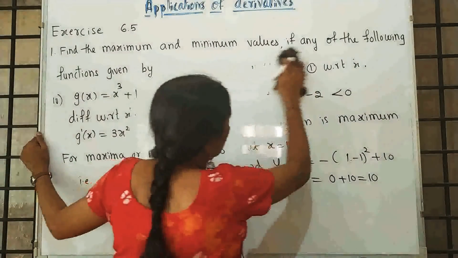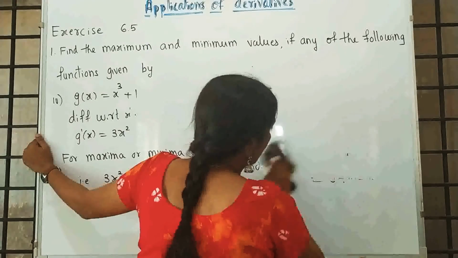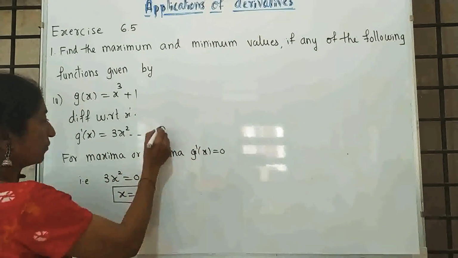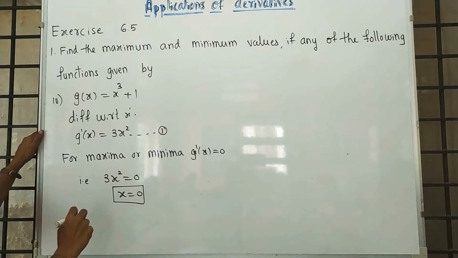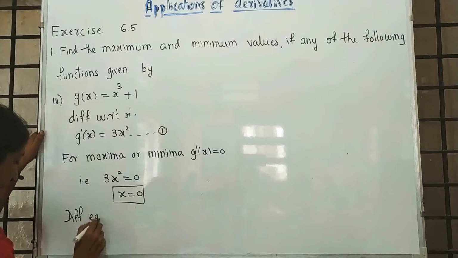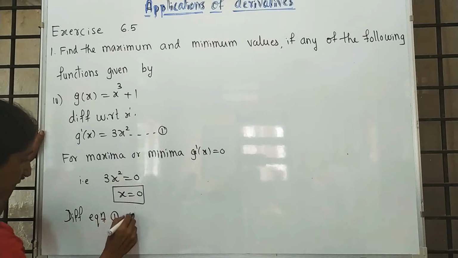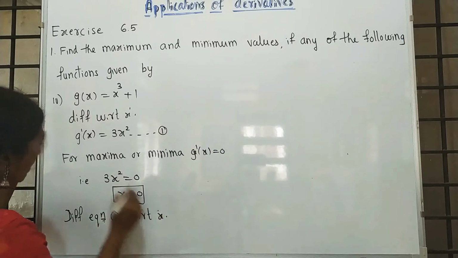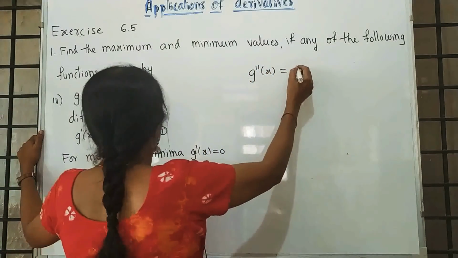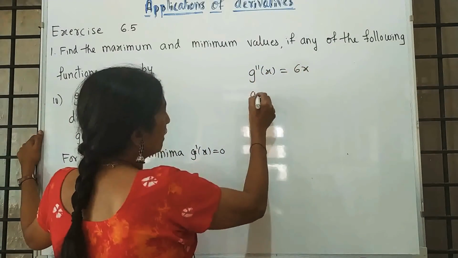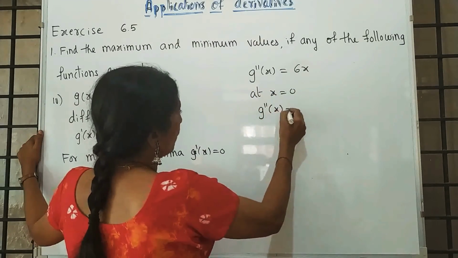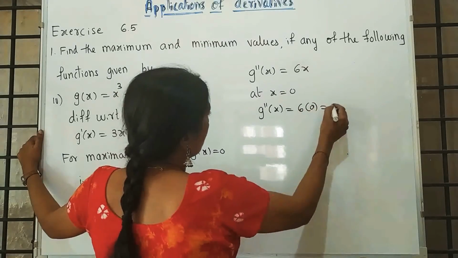Now differentiate equation 1 with respect to x, because we have to find the second order derivative. Differentiating equation 1 with respect to x, it is g double dash of x is 6x. At x is equal to 0, g double dash of x is 6 into 0, that is 0.